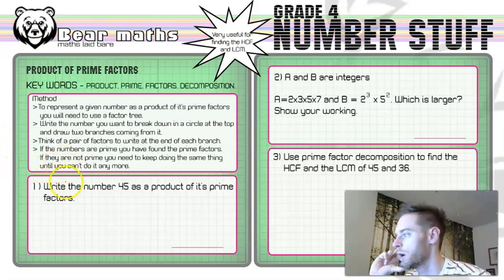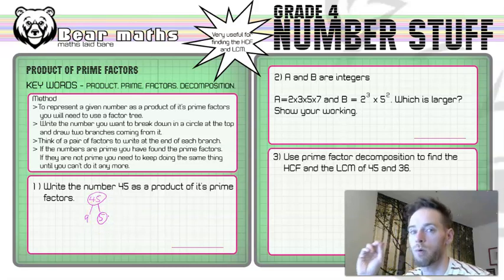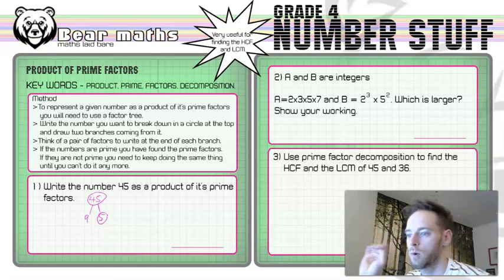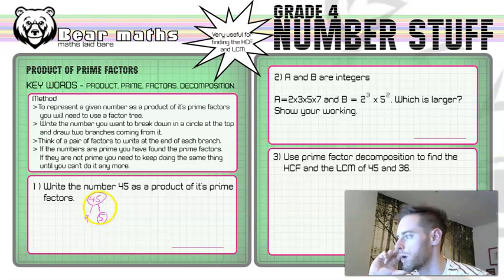So question number 1 says write the number 45 as the product of its prime factors. So 45, I'm going to put it in the circle. You don't have to put it in the circle, but I always do. Now I'm going to think of two numbers that multiply together to make 45, and I know that 9 multiplies by 5 to make 45. I know that 5 is a prime number, and again, if you're not sure what your prime numbers are, you're going to have to watch the prime number video that I have made. It will help you. So 5 is definitely a prime number.